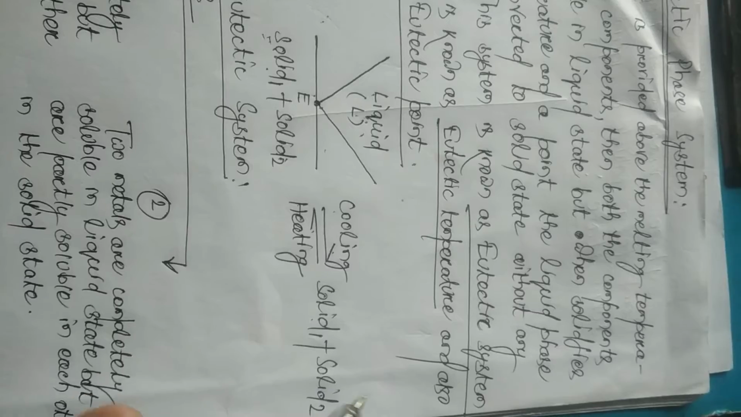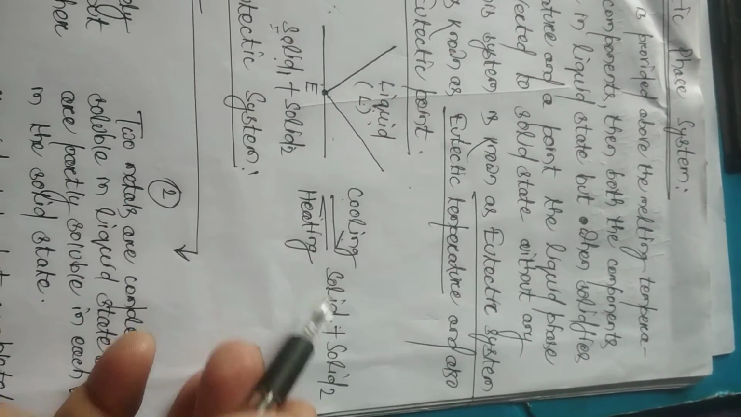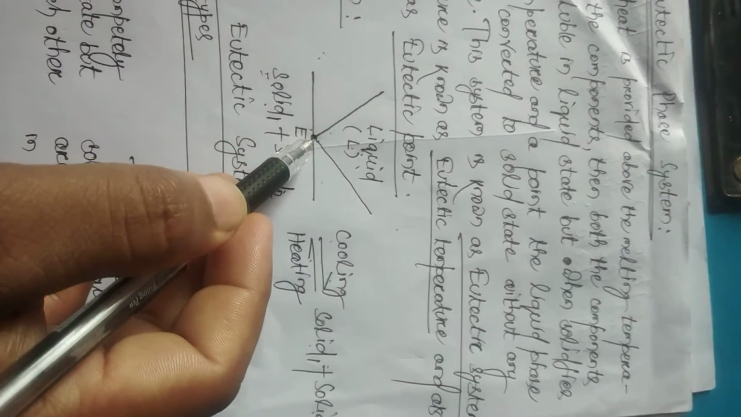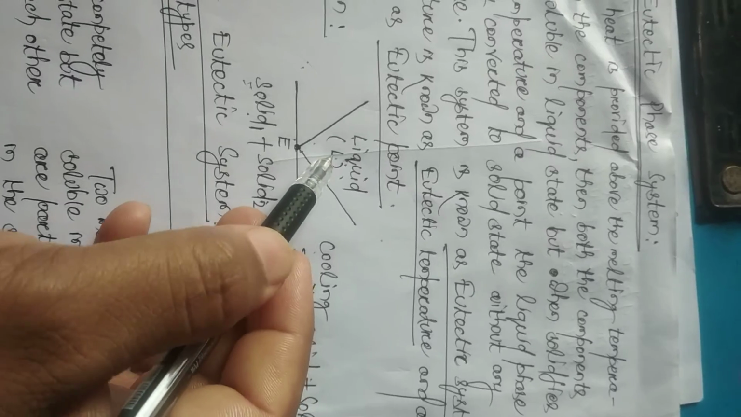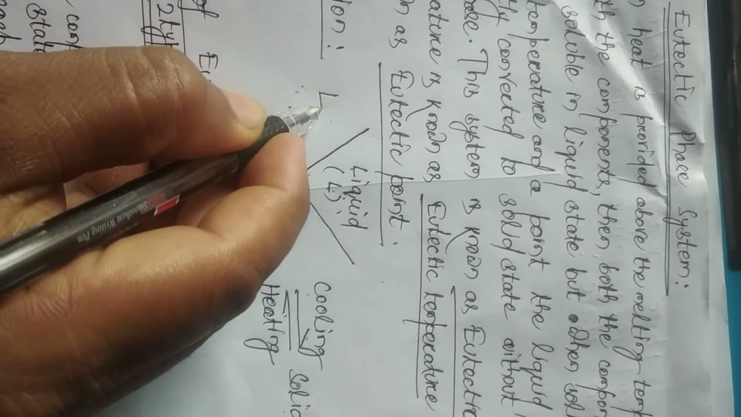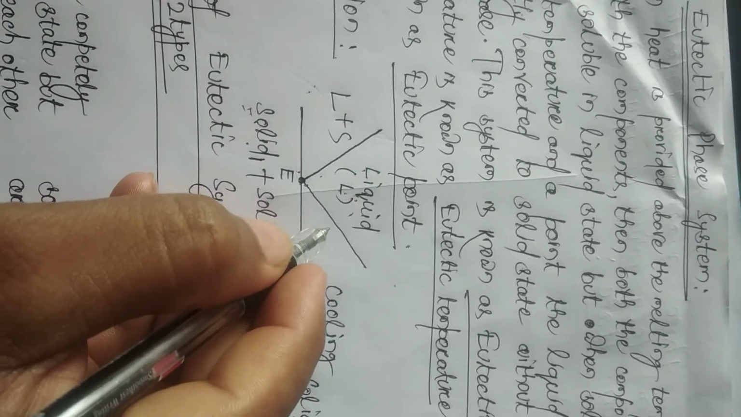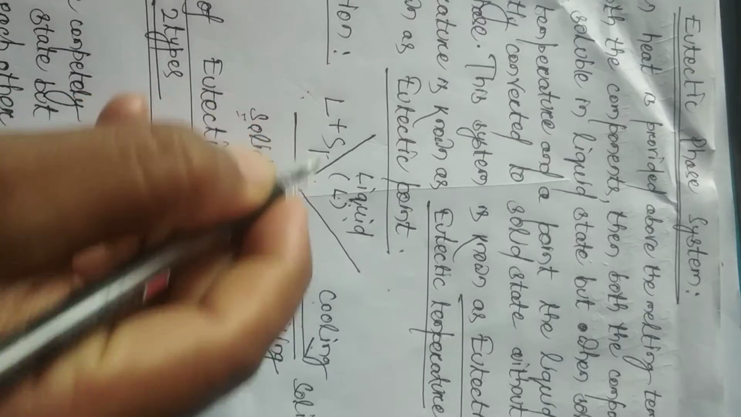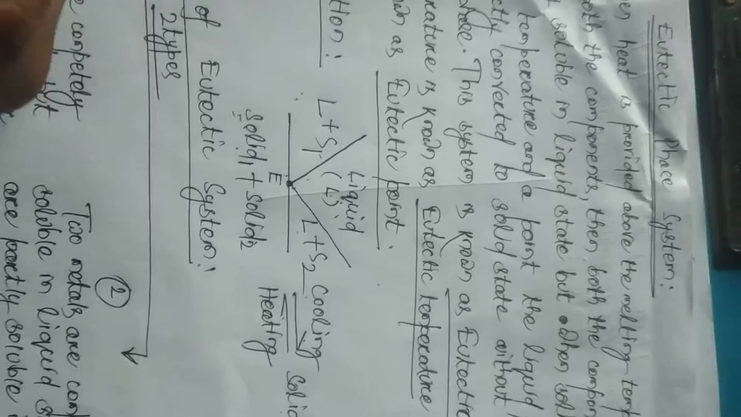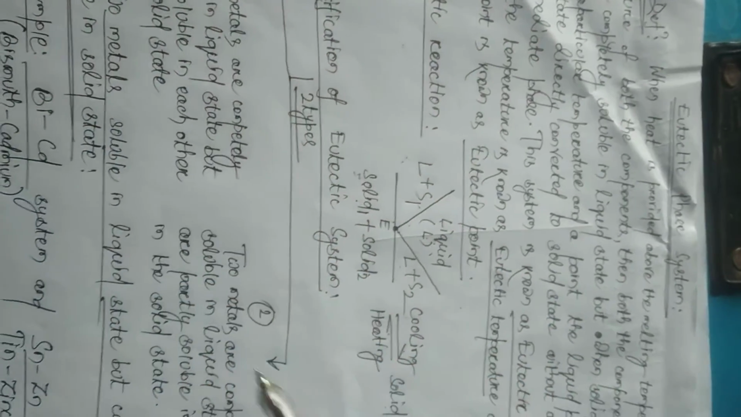But when we go for the reverse process, suppose we provide heat to solid 1 and solid 2, we get the liquid phase at a particular point. That means in this region there will be some portion liquid plus solid 1, and here this will be liquid plus solid 2. So this is all about the eutectic reaction, eutectic point and eutectic temperature.